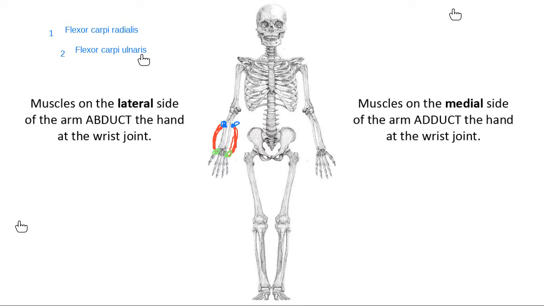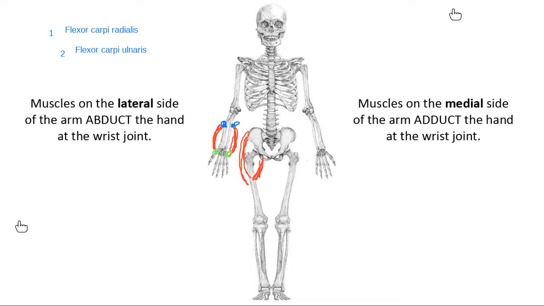Flexor carpi ulnaris is on the ulna side. The ulna is medial. When I take my hand and move it toward the medial side, that's adduction, when I'm adding it back together. Lateral and medial. Hey, by the way, this is the same lateral and medial that we had going on down here.